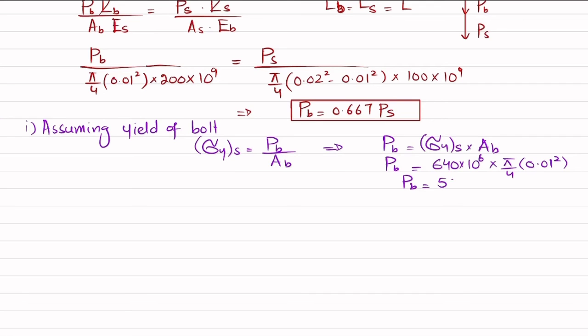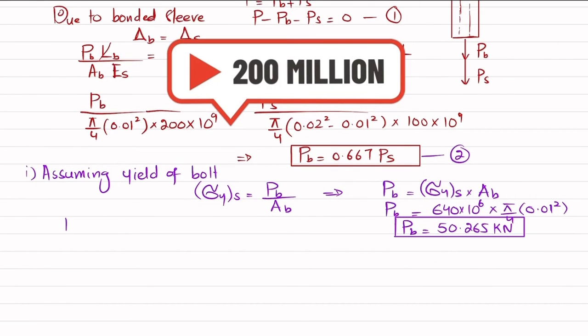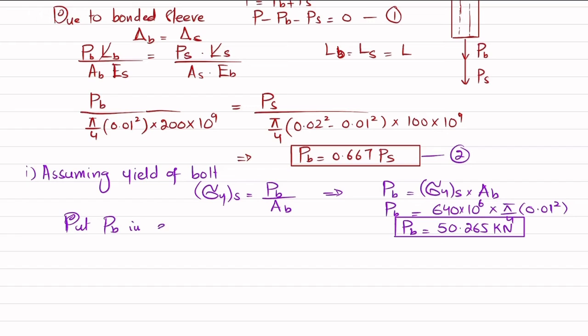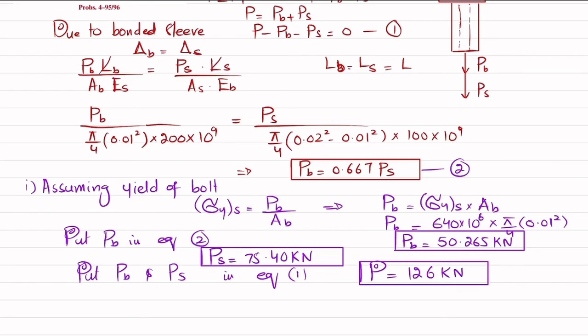That will give you PB, which will be 50.265 kilonewton. Now you have this value of PB. This was your equation number 2, so put PB in equation 2. You will get PS, and that PS will be 75.400 kilonewton. Now you have PB and PS, so put PB and PS in equation number 1. You will get this P, and this P comes out to be 126 kilonewton. So this is the load that can be applied to this assembly, assuming the yielding of the bolt.